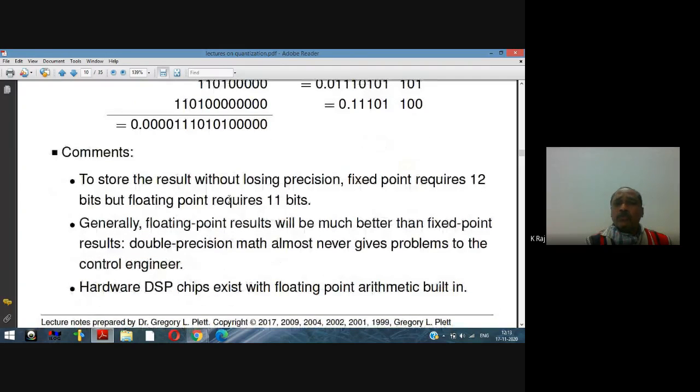To store the result without losing precision, fixed point requires how many bits? That is 12 bits, but floating point requires 11 bits here. So generally floating point results will be much better than the fixed point results. Double precision math almost never gives a problem to the control designer. If we are using floating point, naturally the results will be better, and if the results are better, then naturally there is less problem of stability in the control design here.